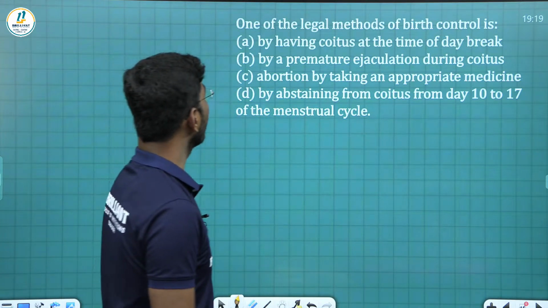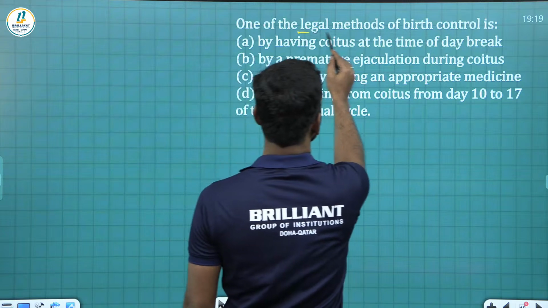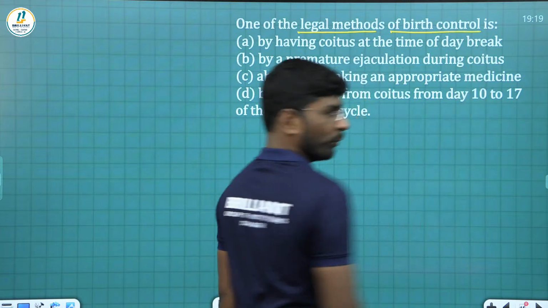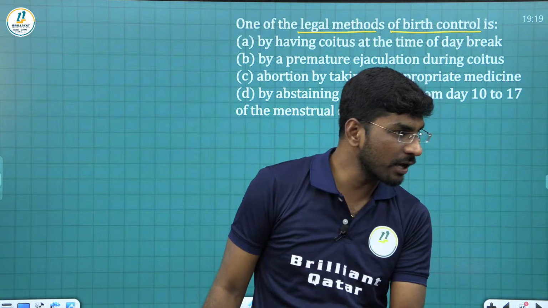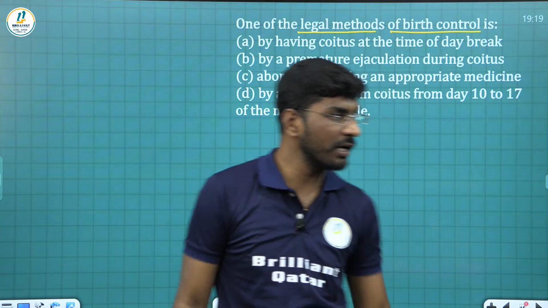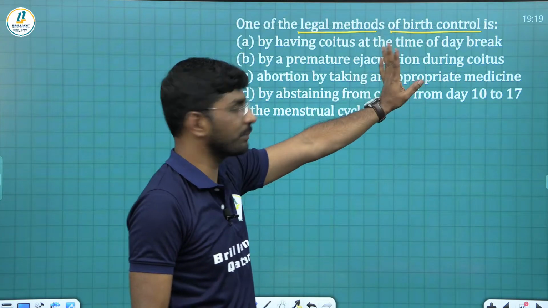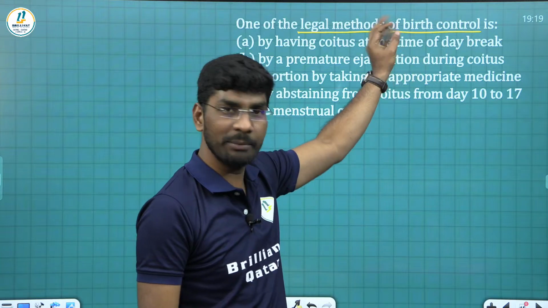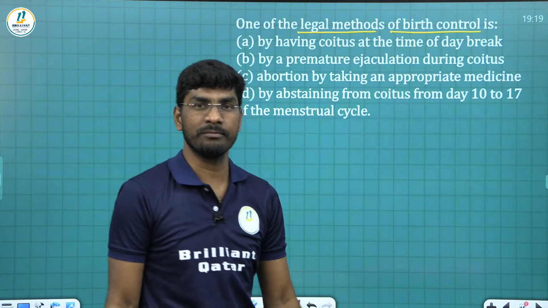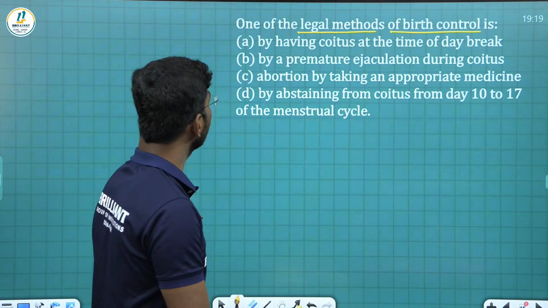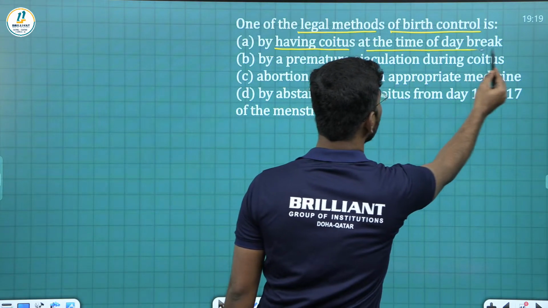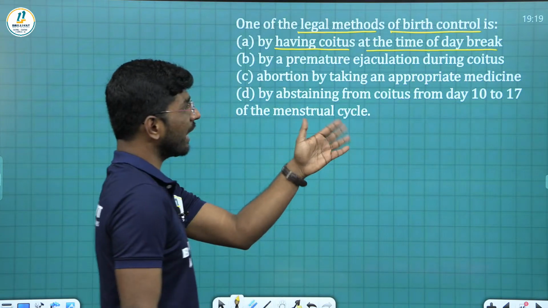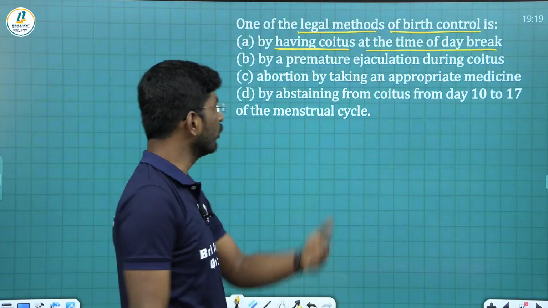What about this question? One of the legal methods of birth control, any one of you, Alisha, Husna, Isham, Yatri, Rohan, legal method of contraception. Vidya, try it. What is the legal method here? Four options are given. Which of the four options is legal? By having coitus at the time of daybreak. Is it a legal method? No, right?